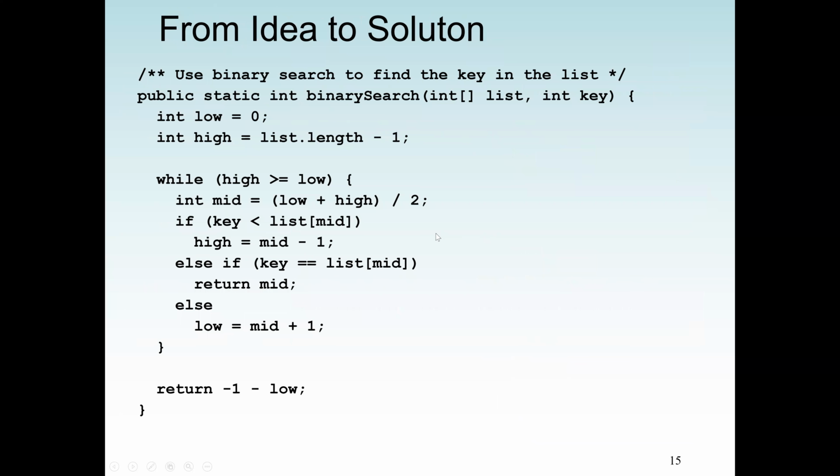Now let's look at the code. So this is the code here. Here we name the function binary search. It takes the arguments of the array and also the search key.